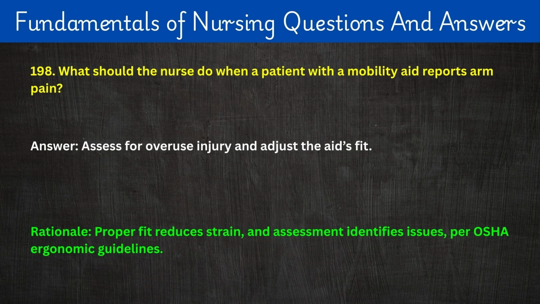198. What should the nurse do when a patient with a mobility aid reports arm pain? Answer: assess for overuse injury and adjust the aid's fit. Rationale: proper fit reduces strain, and assessment identifies issues, per OSHA Ergonomic Guidelines.